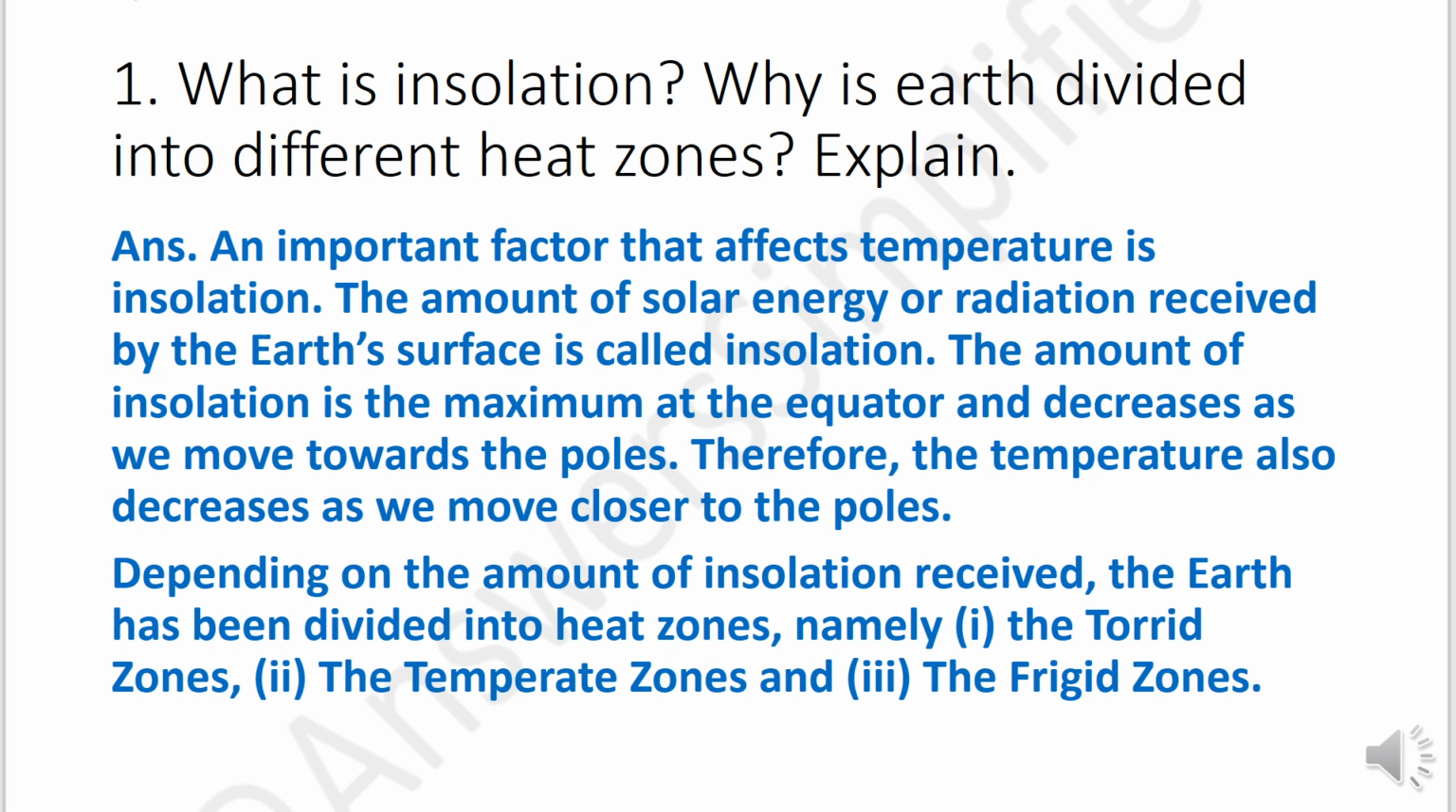The amount of solar energy or radiation received by the Earth's surface is called insolation. The amount of insolation is the maximum at the equator and decreases as we move towards the poles. Therefore, the temperature also decreases as we move closer to the poles. Depending on the amount of insolation received, the Earth has been divided into heat zones, namely the torrid zones, the temperate zones, and the frigid zones.